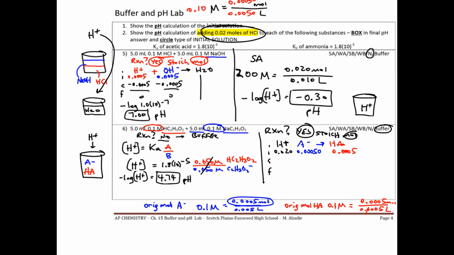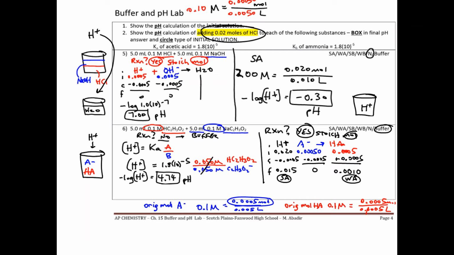And you can see that the A minus is going to run out. So we're going to take out 0.0005 of this, 0.0005 of that, and make 0.0005 of this. So when we're all done, we have 0.0010 of weak acid. We have no more of this, and we have 0.015 of the strong acid. So I have a strong acid and a weak acid.